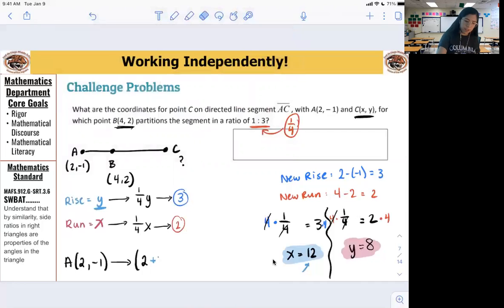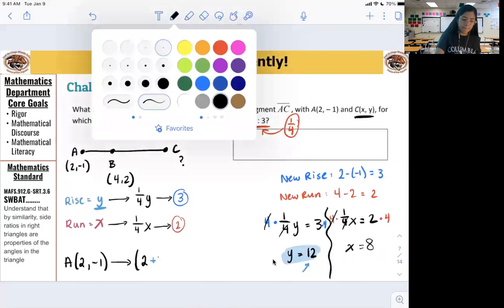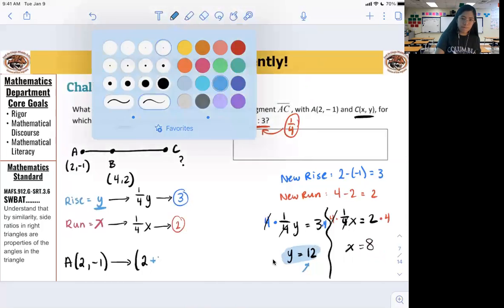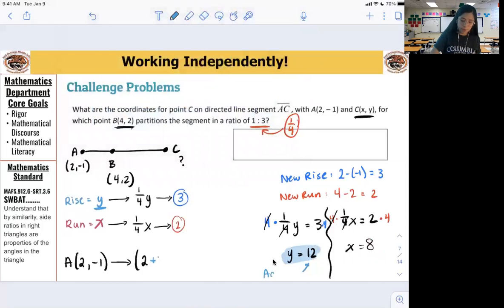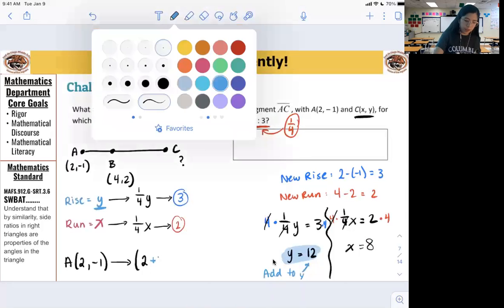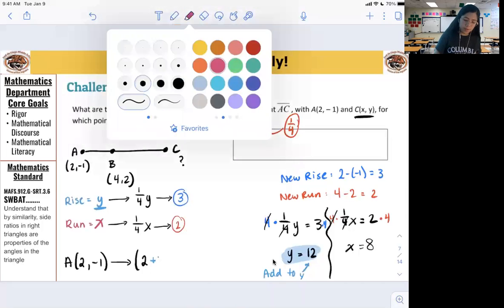If you have it already written down, that's fine. I'm just renaming them because I see where the confusion is coming from. Okay. There we go. That should make a little more sense. So what am I adding the 12 to? The y value. And then the x, I'm going to add it to the x value.